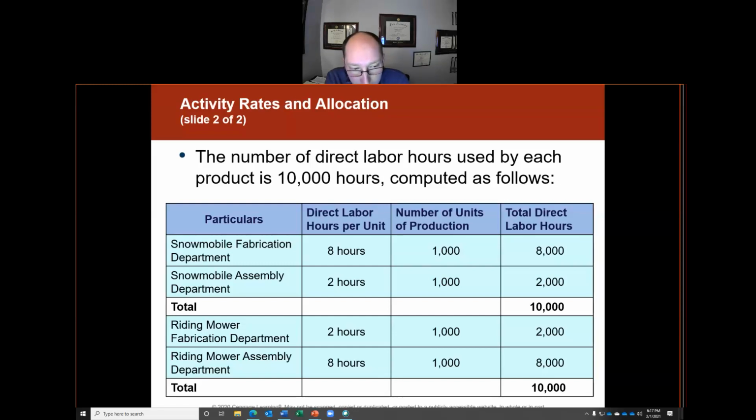And riding lawnmowers, fabrication 2 hours. We're going to make 1,000 riding lawnmowers. So 2 times 1,000 is 2,000. Then we have to assemble those lawnmowers. 8 hours of assembly per unit times 1,000 units, that's 8,000. 8 plus 2 is 10. 10,000 hours for the lawnmowers.